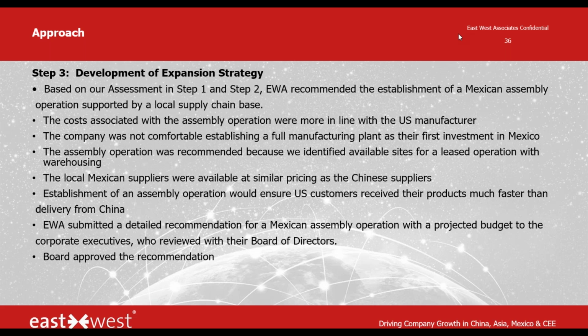So we developed a business plan of leasing a facility, gave some ideas on the cost to lease, the cost to develop the facility, and the cost for components, and presented that to the board. The board approved it. Next slide, please, Alex.